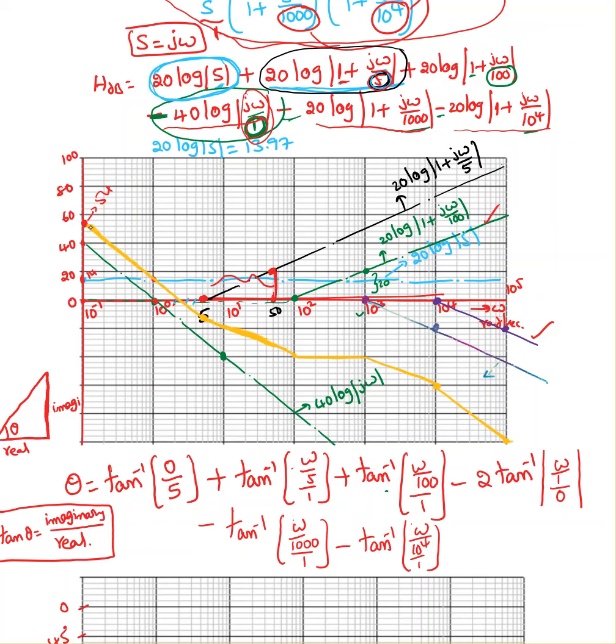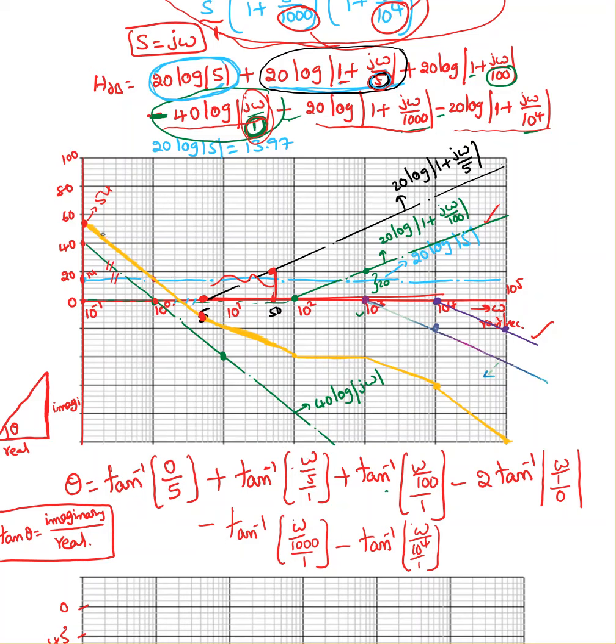Now up to corner frequency 5, you have only these two lines. Okay, so basically one line is decreasing, another line is constant, so the magnitude will follow this green line.